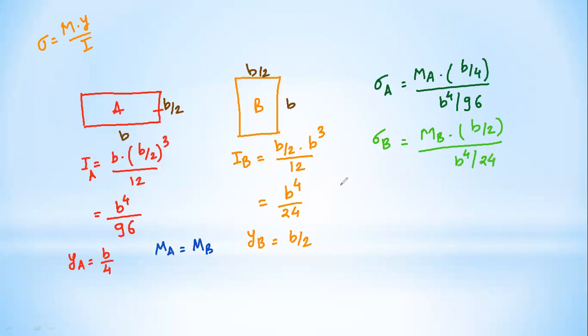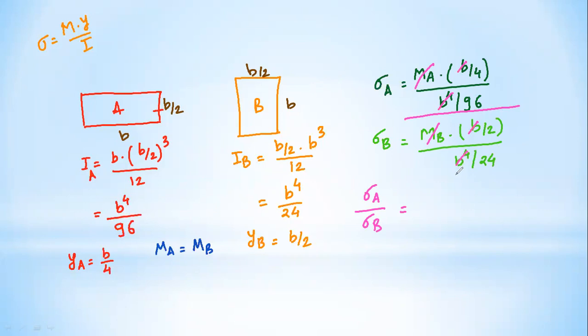Yes. Now, what is sigma A upon sigma B? That is what we have to find out. See here. So I have to take like this. So MA and MB, it will get cancelled out. Then this b and b, it will get cancelled out. B to the power 4, B to the power 4, it will get cancelled out.